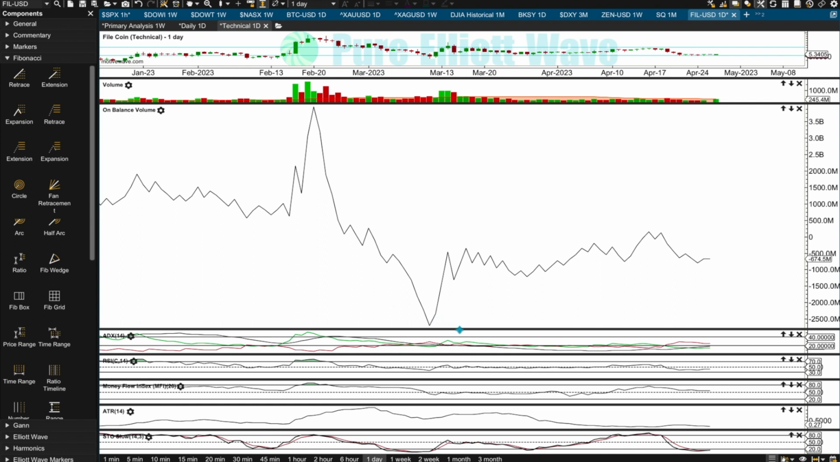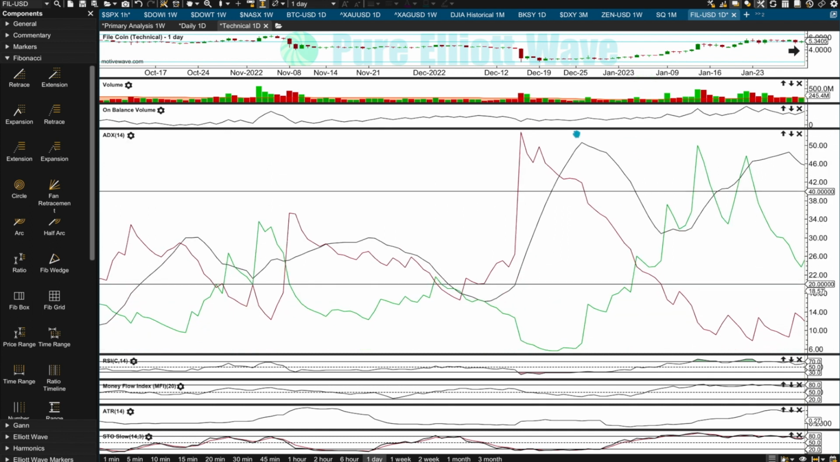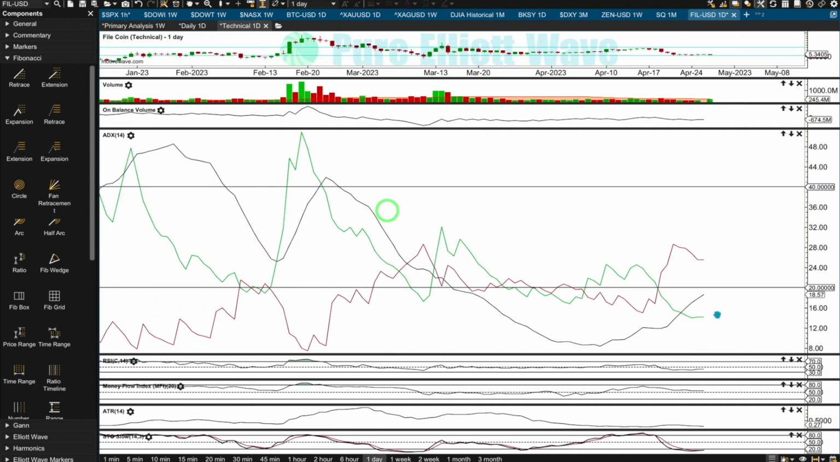Made lows with price. At the low down here, on balance volume exhibited some very strong bullish divergence. At the low down here, on the daily time frame, ADX did reach very extreme for the downward trend. Currently, ADX is again indicating a downward trend that supports the short-term view for the Elliott Wave count of a little bit more downward movement.